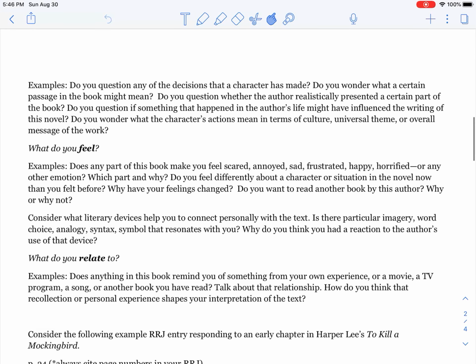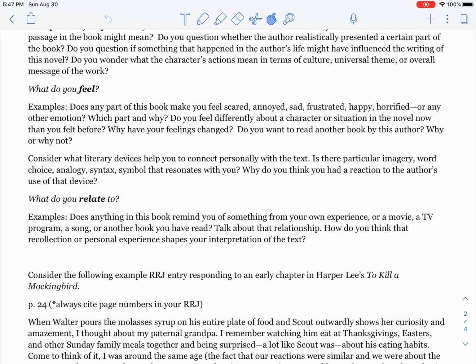The third category for the type of reader response journals that you'll be asked to do is feel. So does any part of this book make you feel scared, annoyed, or any type of emotion? Which part and why? Do you feel differently about a character or situation in the novel now as compared to how you perhaps perceived that character before? And if so, why have your thoughts and feelings changed? And so on. There are some more questions as well.